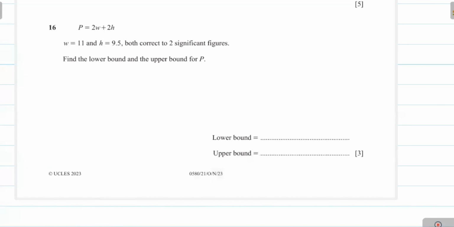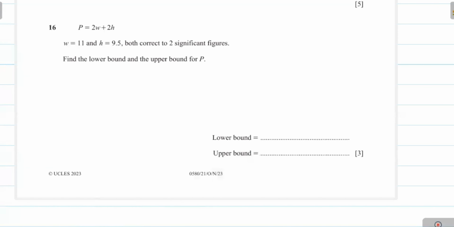Question 16, P equal to 2W plus 2H. W equal to 11, H equal to 9.5, both correct to two significant figures. Find the lower and upper bound for P. Now you see here the value of W is equal to 11. Here the value is correct to two significant figures, so the last significant figure is the units digit.